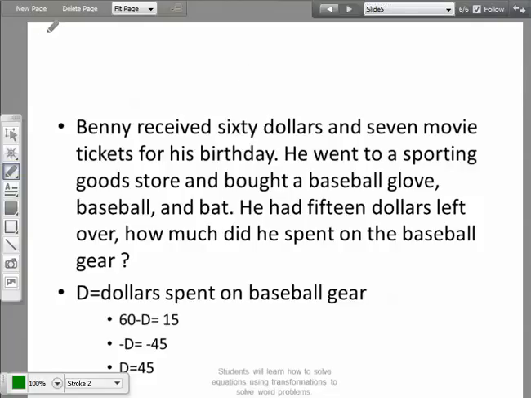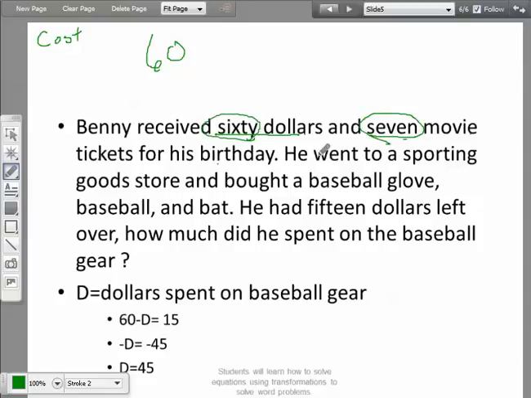This one is a cost type problem. Benny received $60. How much money did Benny get? $60. That's not hard. And 7 movie tickets for his birthday. Okay? I'm going to circle that. 7 movie tickets for his birthday. Okay? He went to a sporting goods store and bought a baseball glove, a baseball, and a bat. He had $15 left over.